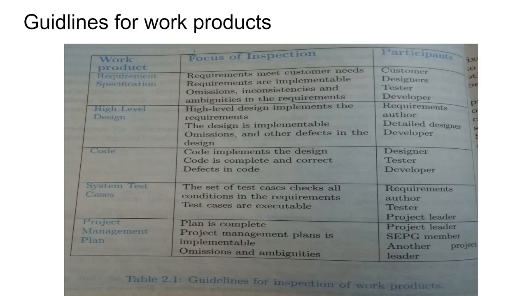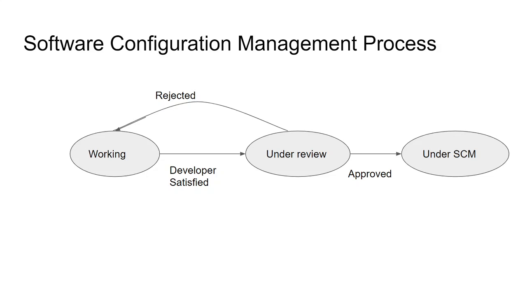System test cases: the test cases of all the tests that have been made for the software. The set of test cases checks all the conditions in the requirements, which should be ensured by the tester and project leader. And the project management plan: the focus of inspection is that the plan is complete, the project management plan is implementable, and omissions and ambiguities are handled properly. The participants for this are the project leader and software engineering project developer or manager or this group member, and another project leader. So these are the guidelines for work products.